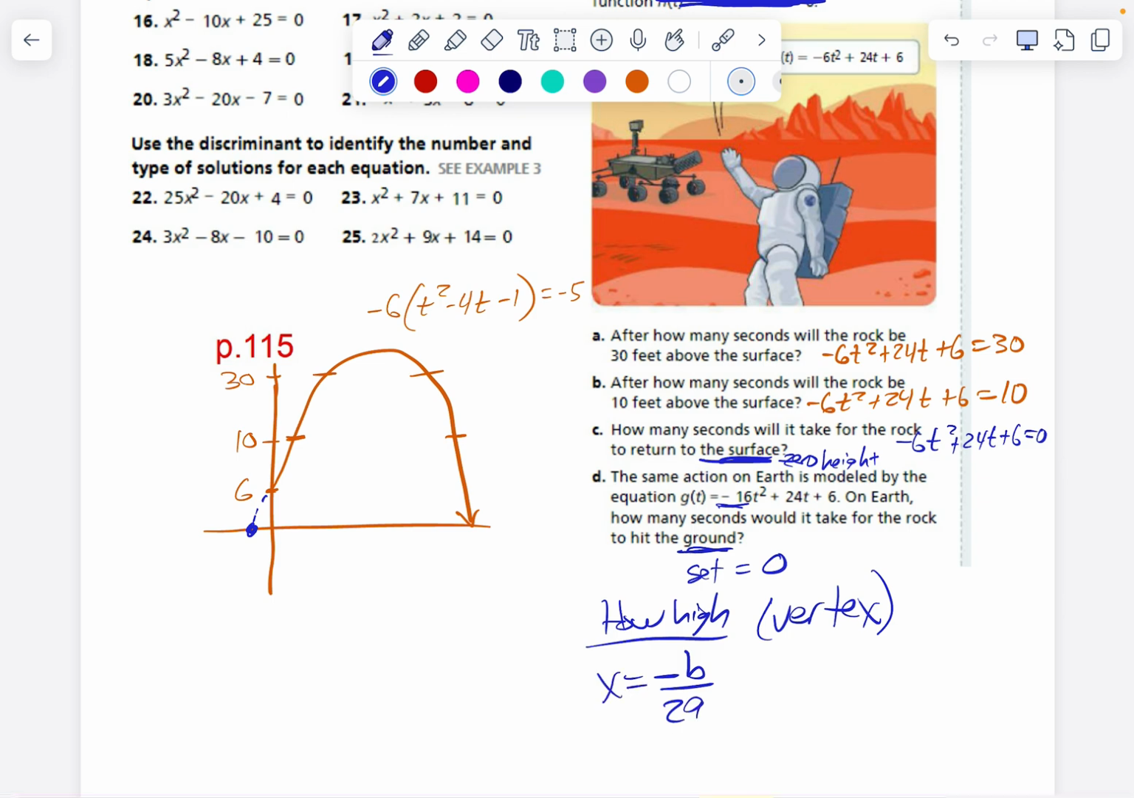That would tell you the time to the maximum, and then the max height would be f, actually this is h, so h of negative b over 2a. Remember, just plug that number, whatever it is, back in. So definitely make sure you keep straight max versus zeros or ground or other height.